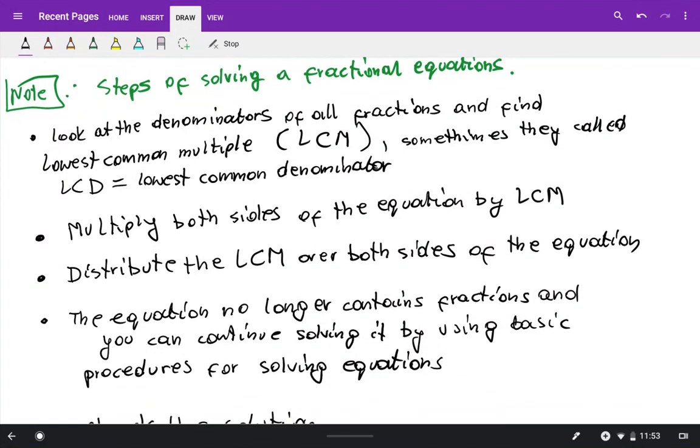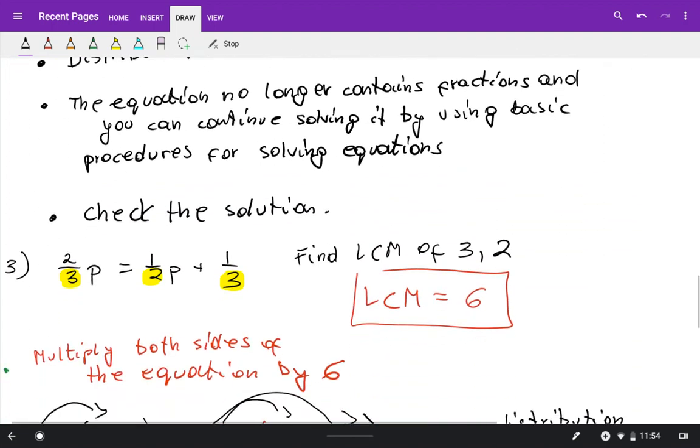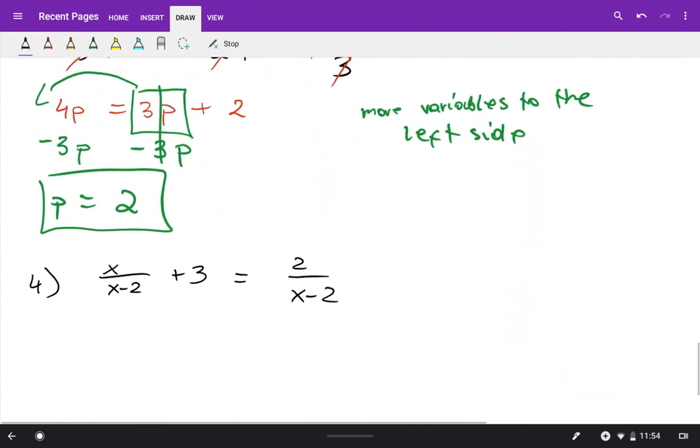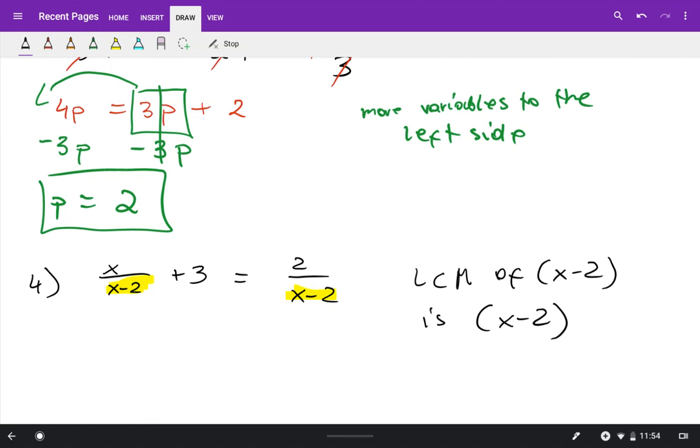So first I need to look what I have in denominators and I have to find lowest common multiple. Okay, so my denominator has x minus 2 and x minus 2. Since they both are the same expression, the lowest common multiple of x minus 2 is x minus 2 by itself. So don't forget that your fractions and denominators can be expressions. Okay, so lowest common multiple is x minus 2.